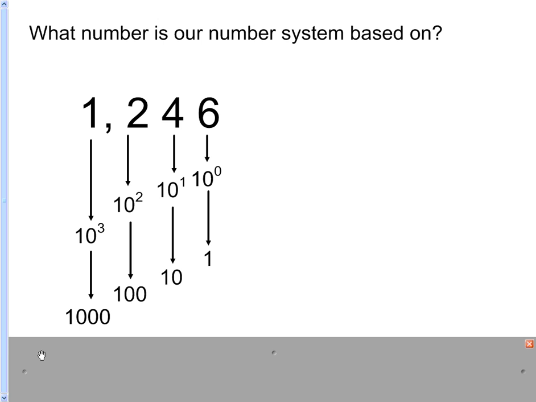If I say our system is based on 10, what's binary based on? 2. So instead of 10 to the second, it's going to be 2 to the second, 2 to the first, get the idea? So 2 to the 0, 2 to the 1, 2 to the 2, 2 to the 3. That's what the binary system's based on.